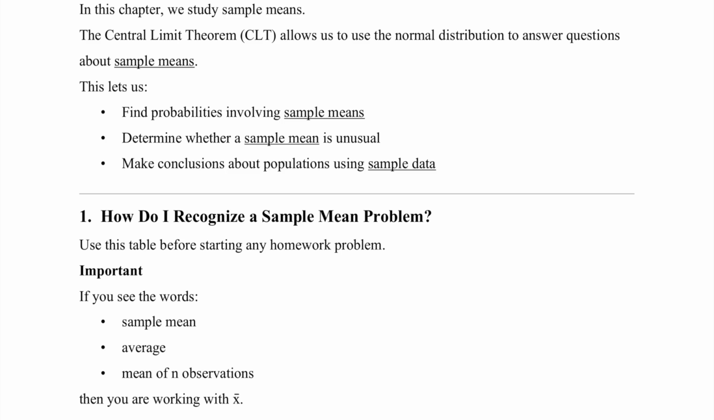For example, if a problem asks for the average exam score of 50 students, you are working with a sample mean. If it asks for the score of one randomly selected student, you are working with an individual value. Always identify what the problem is asking before choosing a formula.